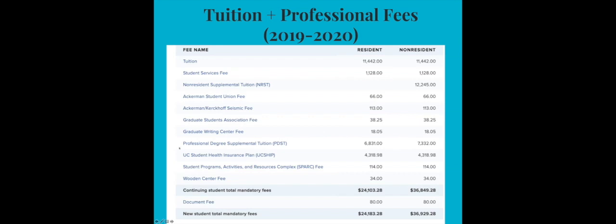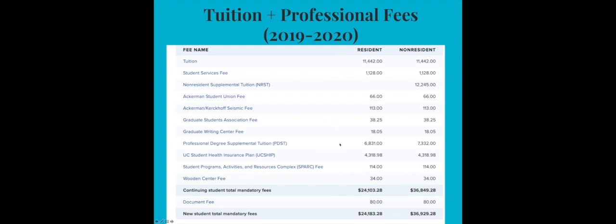And then you'll see the PDST towards the bottom there, professional degree supplemental tuition. What this is, it's a professional fee. We're a professional program, and the way that works is you pay a flat fee for all your coursework.